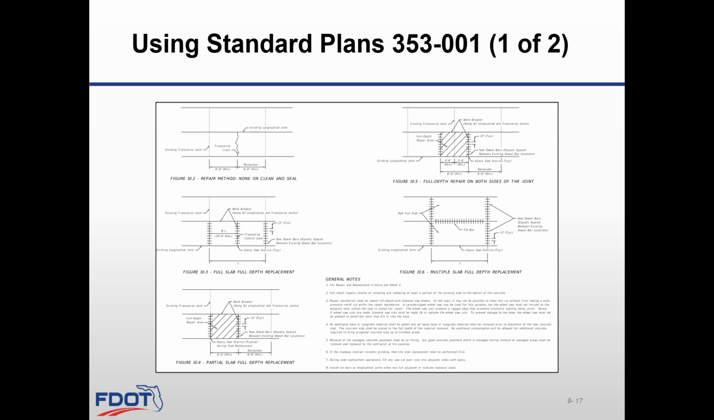The longitudinal joints for slab replacements should not be tied unless you have multiple slab replacements. In the case of Figure 10.6, only if multiple full adjacent slabs are replaced, and how the longitudinal joint tie bars are installed.